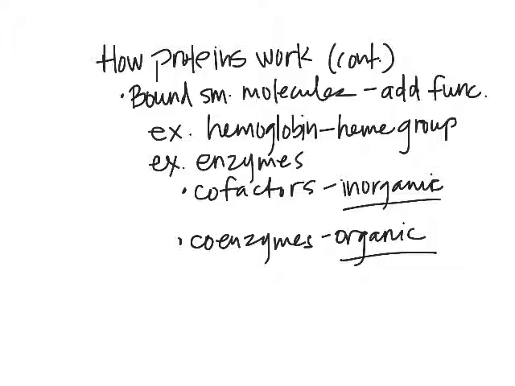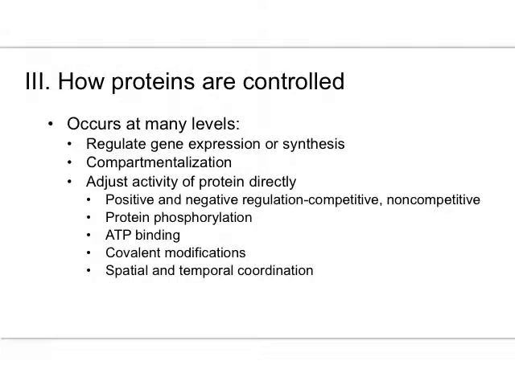So now we're going to look at how proteins in a cell are controlled, at least some of the major themes. Protein activities are controlled at many levels. On the grandest scheme, the cell can regulate gene expression or synthesis of proteins, so that specific cells may or may not have one of the proteins or many of the proteins expressed that could be expressed from the genome. So that's one way of getting the proteins into the cells where they're needed.